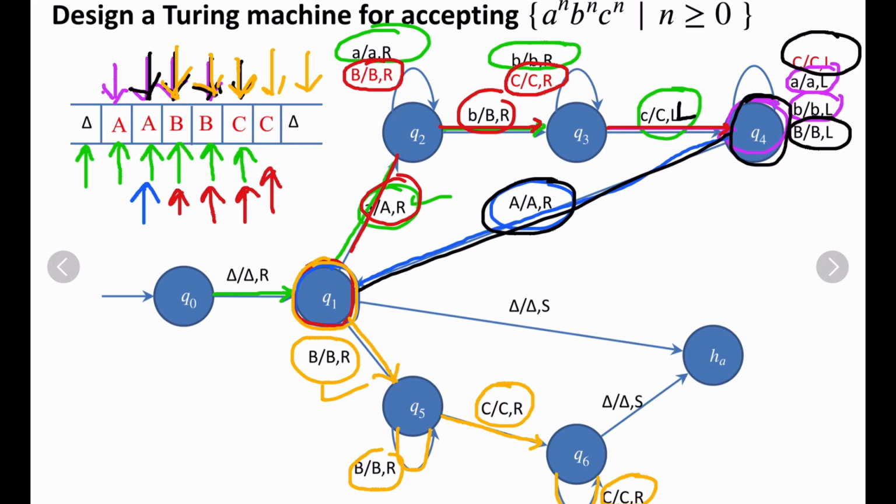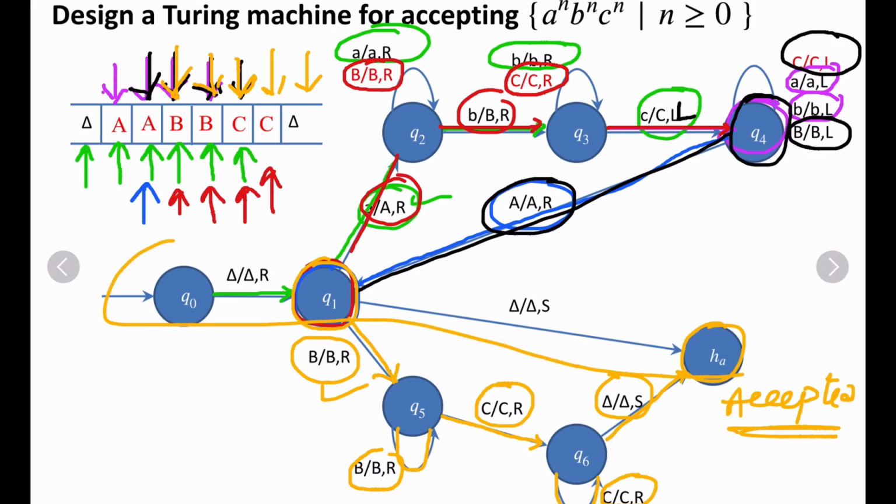What is the input? Input is delta. Read the delta. You are not moving to any place. That S indicates stop. What is the state at that time? It is HA, accepted. Accepted. But I haven't used this transition.